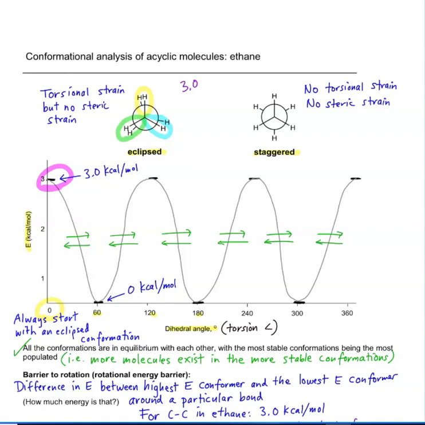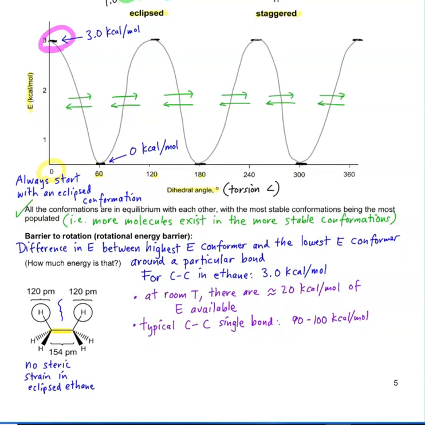So if we apportion that 3 kilocalories per mole, what we can see is that the contribution of each of those pairs of eclipsing bonds must be 1 kilocalorie per mole. So let's go down here and write something out about that. We can say that the energy cost of what we could call, as a shorthand, a hydrogen-hydrogen eclipse is 1 kilocalorie per mole.